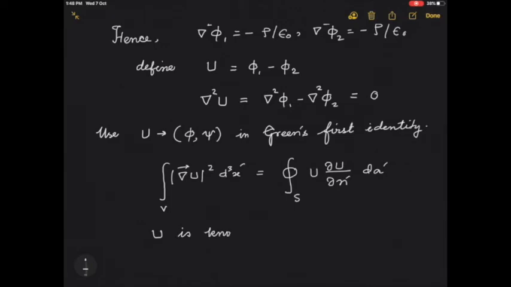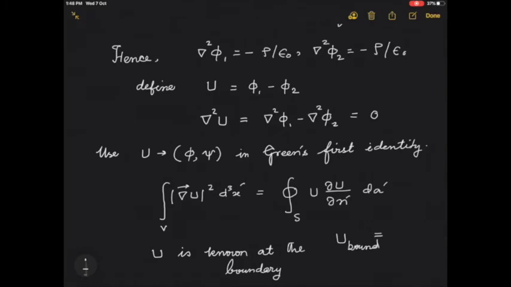Now u is known at the boundary. What is the value of u at the boundary? Well, the solution for grad square phi 1 and the solution for grad square phi 2 at the boundary are the same, because that's the boundary condition. So this is 0.